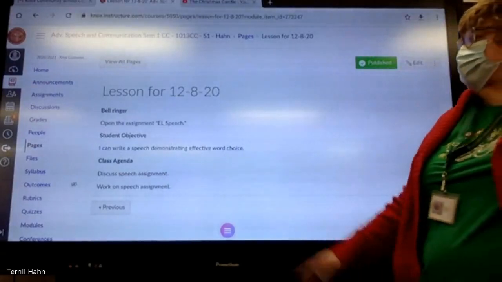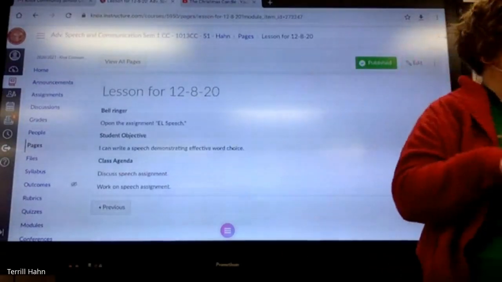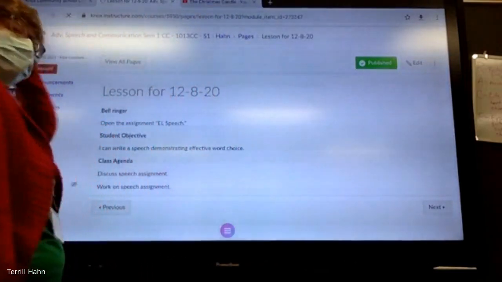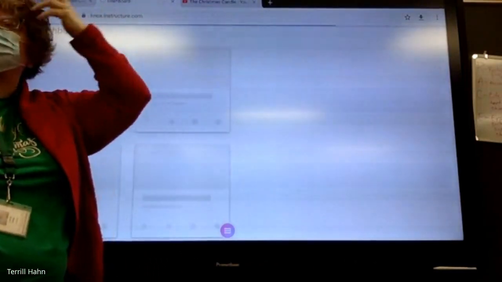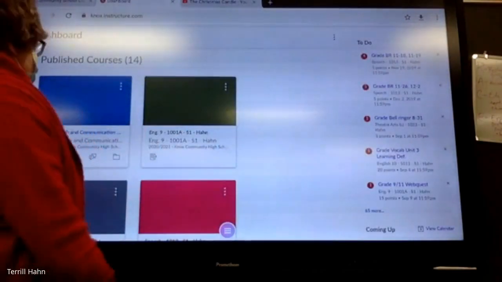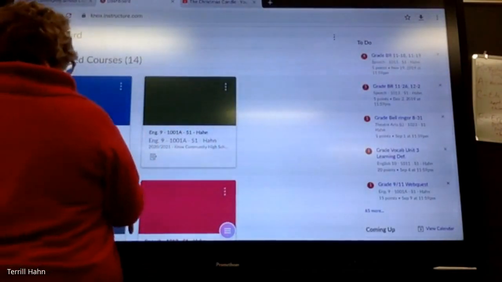Up an assignment that says EL speech. It just says EL speech. I'm going to go over it with you. This is what we're going to do right now to kind of wrap up this little section on effective language.